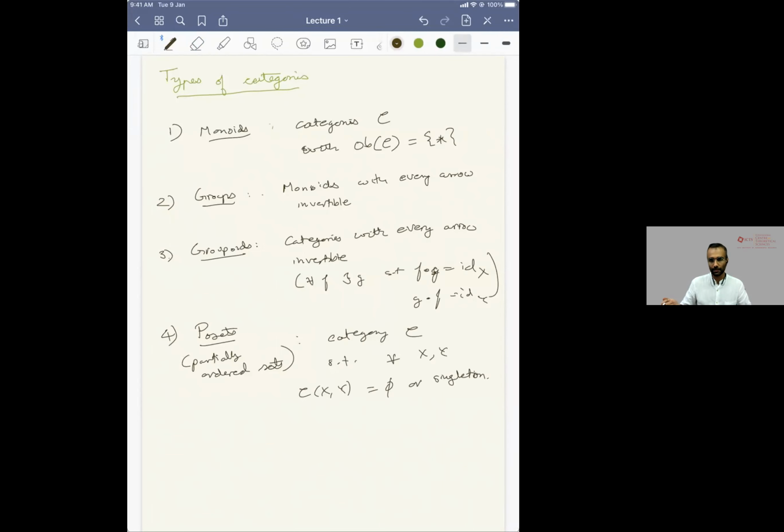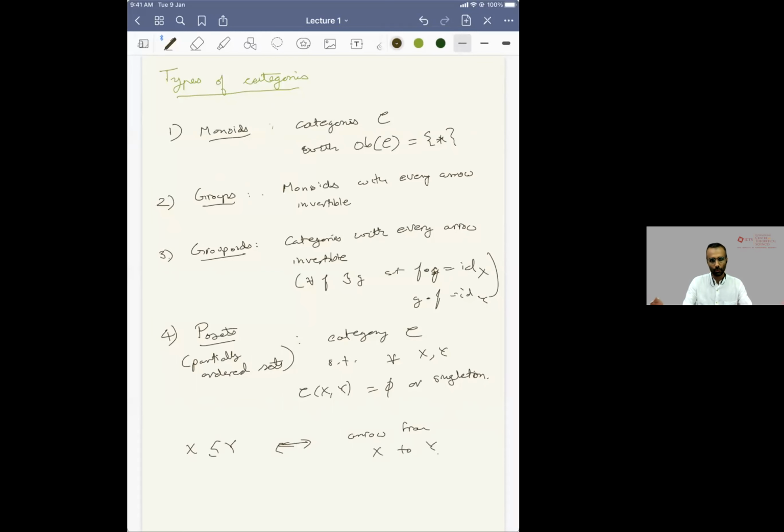So if you have a partially ordered set, you can define a category from it. The category has objects, the elements of the poset, and you put a unique arrow from X to Y if X is less than or equal to Y. So X less than or equal to Y is the same thing as an arrow from X to Y. Okay. So posets are also examples of categories.